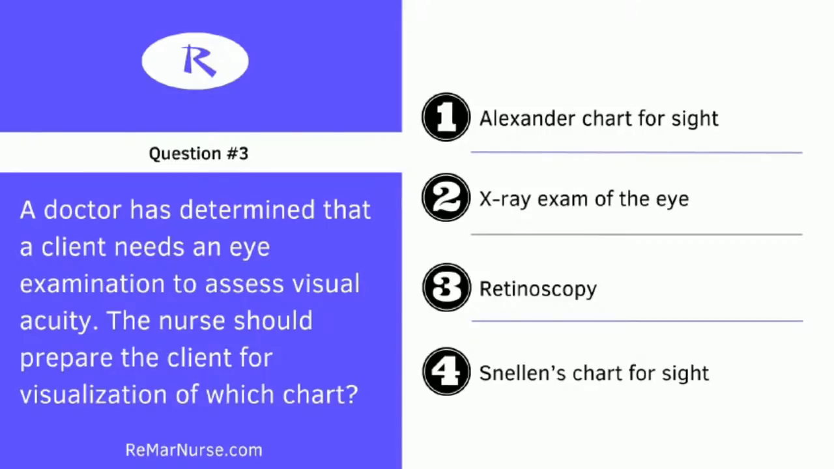3, retinoscopy. 4, Snellen's chart. All right, what do you guys say? If we're talking about examining the visual capacity of a client, what do you use? And some of these questions I did reference on our game night. So if you came to game night, then you already know, right? I see the answers rolling in.